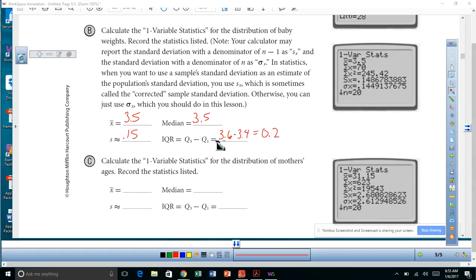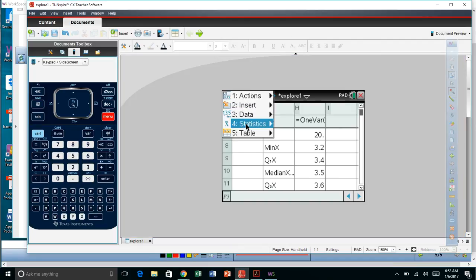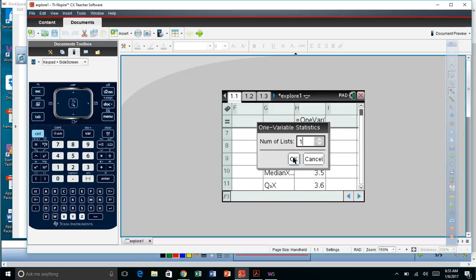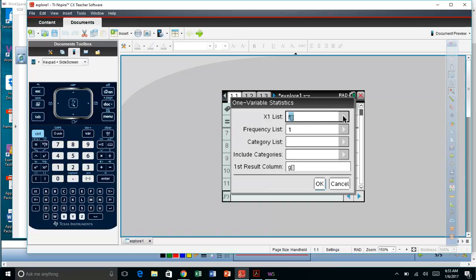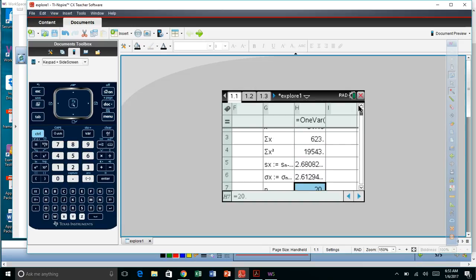Now let's calculate the one variable statistic for mother's ages. Let's go back here, and then we'll menu, 4, 1, 1, number of lists 1. And let's find mother's age. We're doing the mother's age. It's just going to write right over the top of that. So what was the x bar? 31.15.